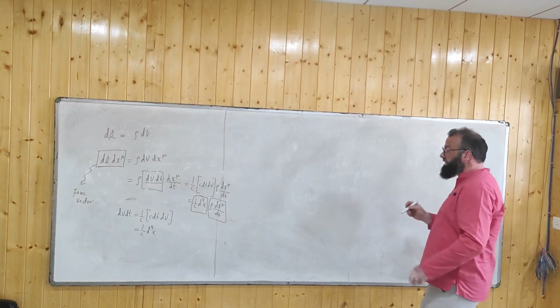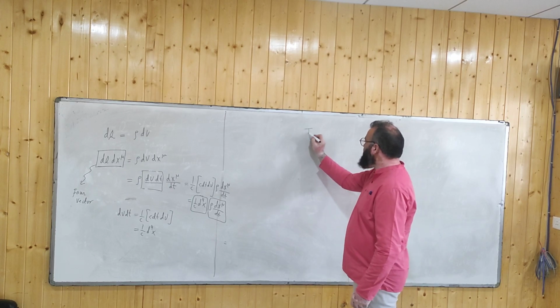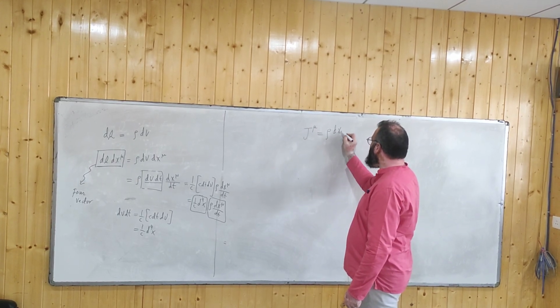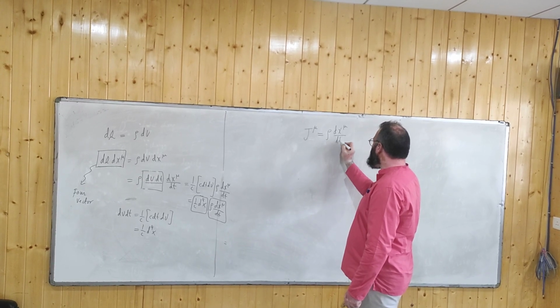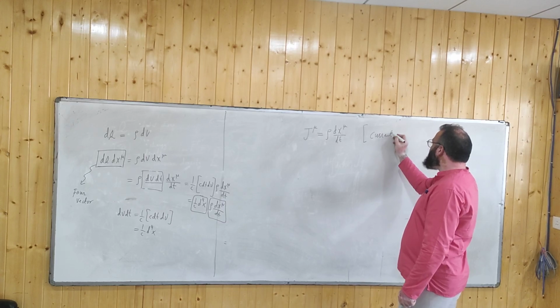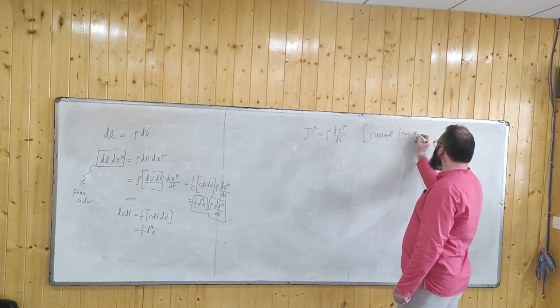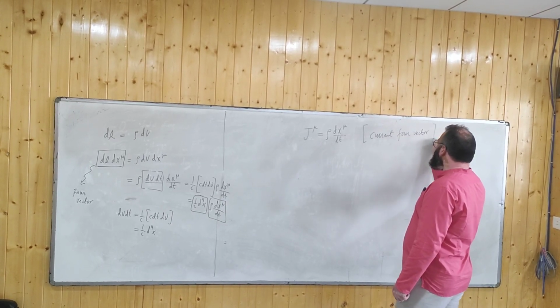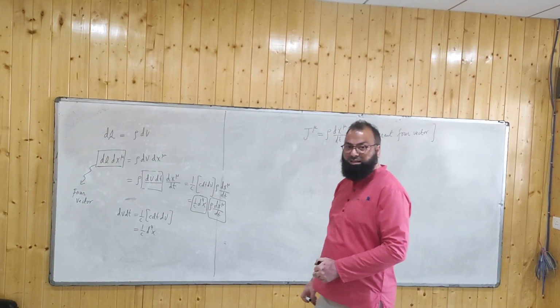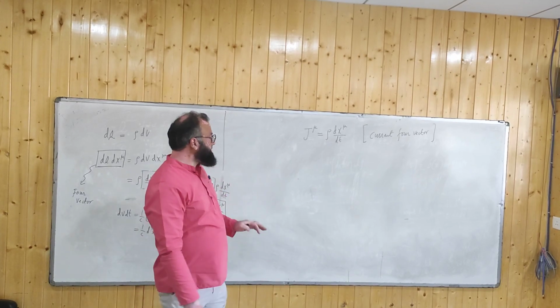Let's call it j mu equal to rho dx mu by dt. This is known as the current 4 vector. Let's look at whether it gives us the current or not.